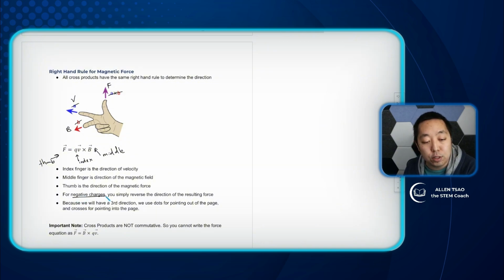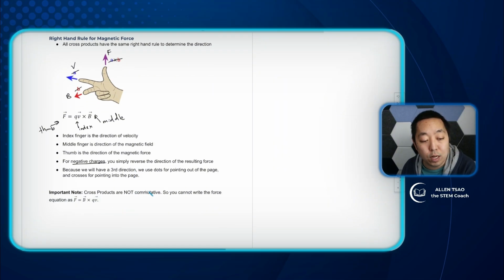If you have a negative charge, you simply reverse the result of the right-hand rule. So whatever you get with the right-hand rule, you just flip the sign of it. Now, because we have a third direction, just like in 3D, we use dots for pointing out of the page and crosses for pointing into the page, just like we did for magnetic fields. And it is important to note that the cross product is not a commutative operation. That is, you cannot write the force equation as just swapping these two here. It does matter which one goes first, because that will change how you set up your right hand. So this would be an incorrect equation.